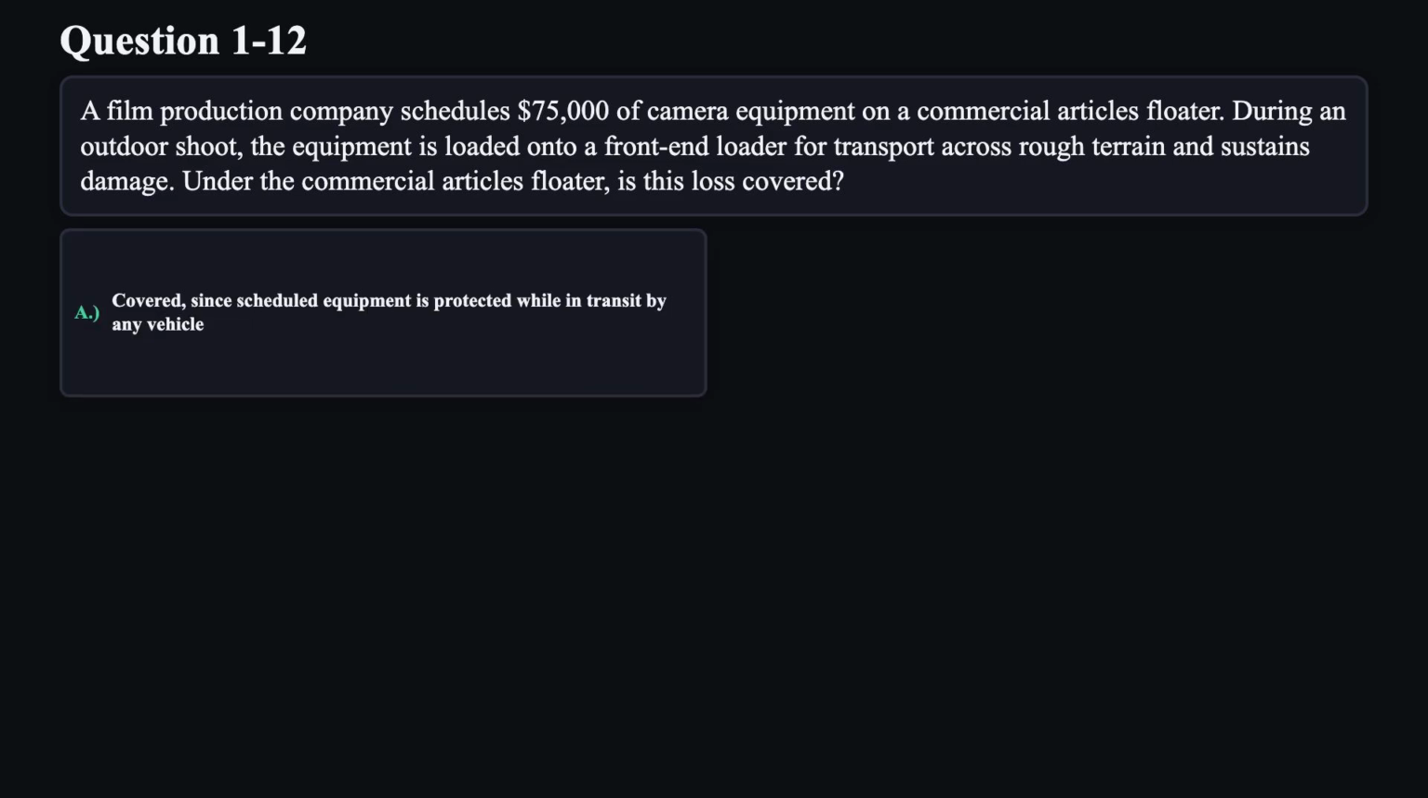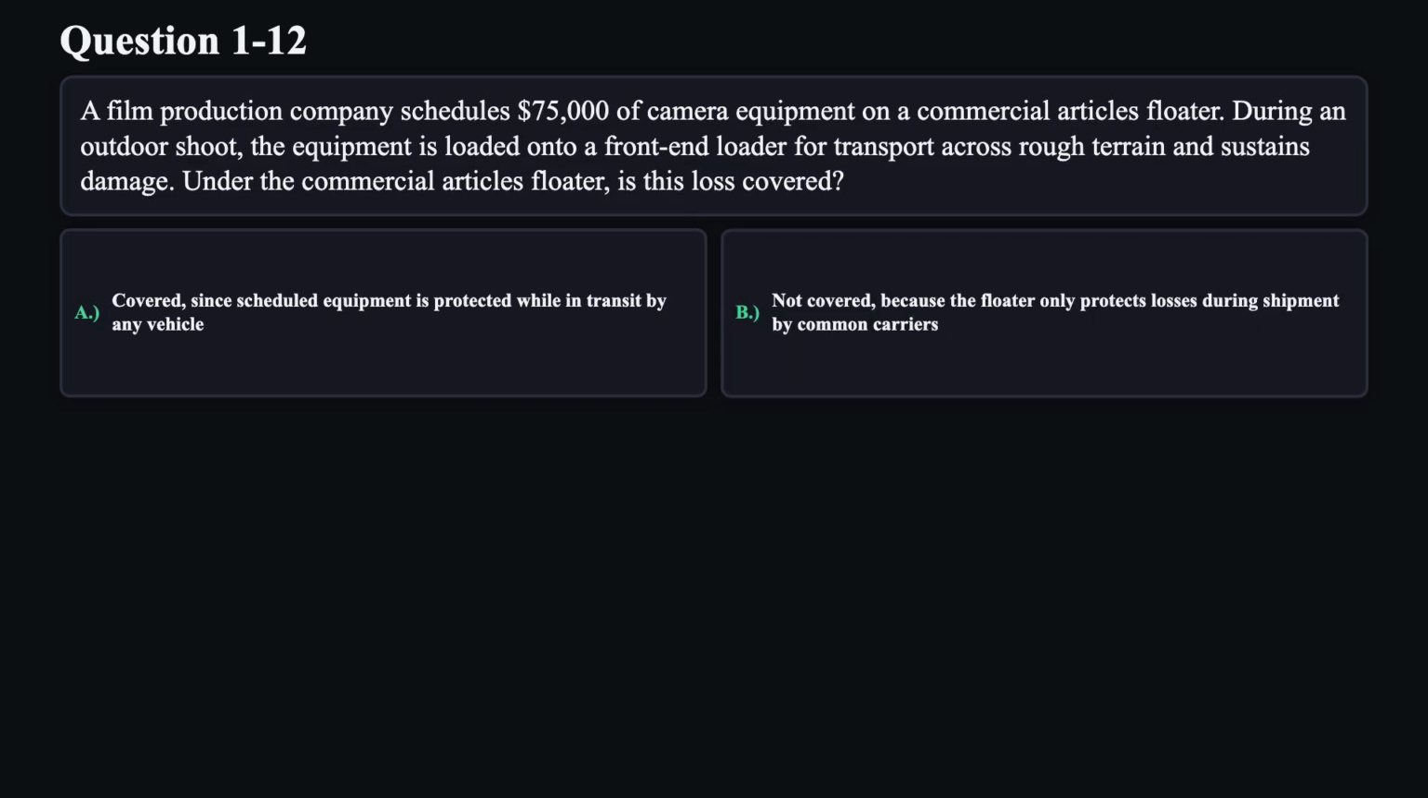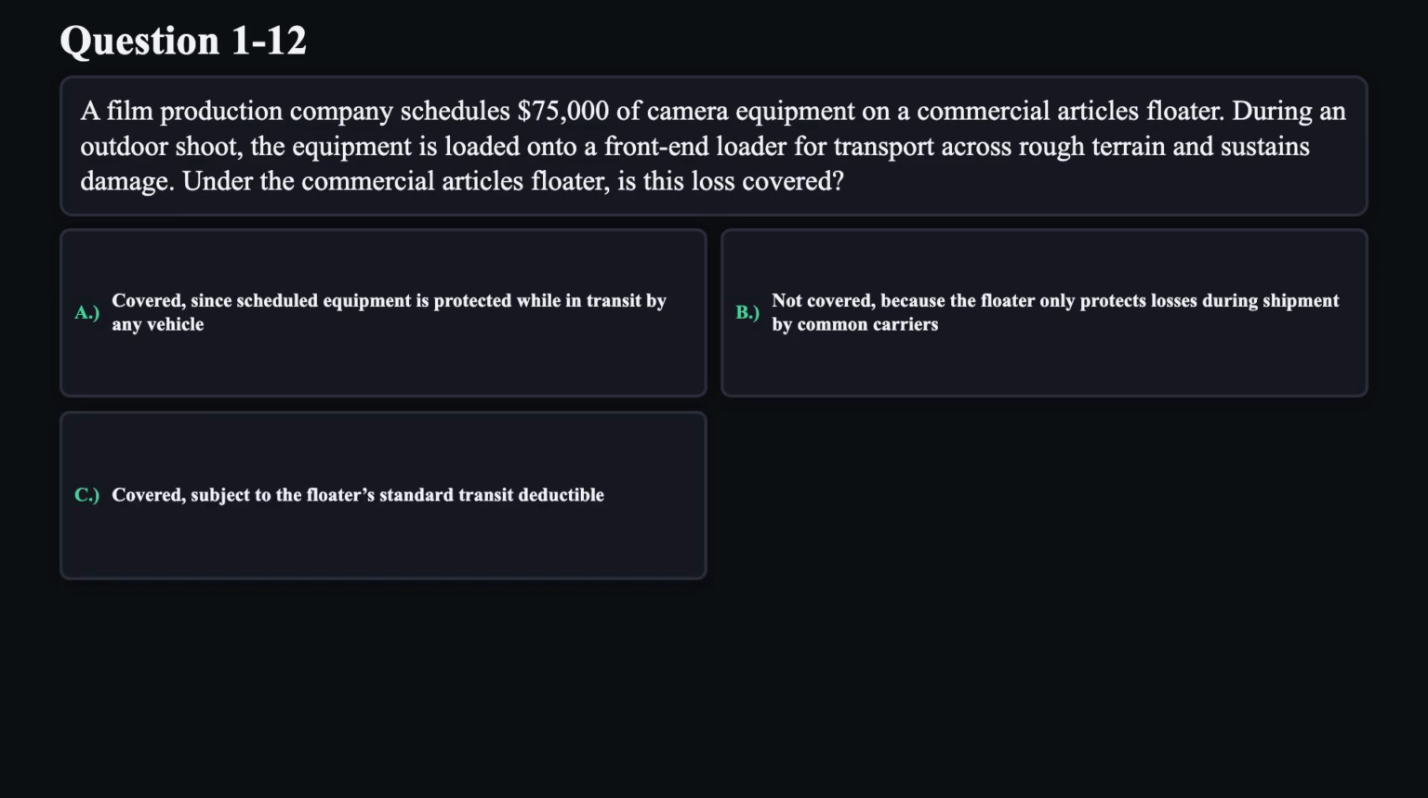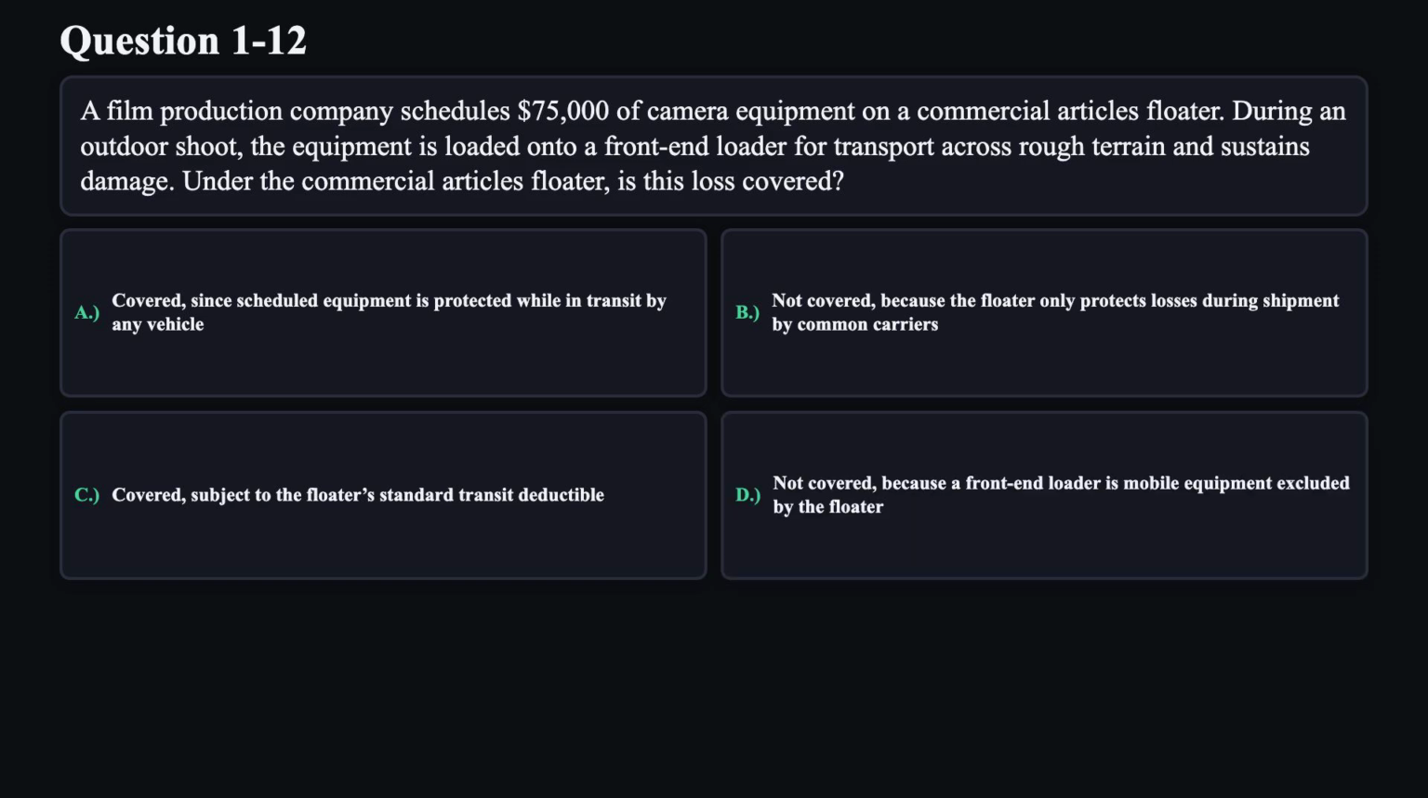A. Covered, since scheduled equipment is protected while in transit by any vehicle. B. Not covered, because the floater only protects losses during shipment by common carriers. C. Covered, subject to the floater's standard transit deductible. D. Not covered because a front-end loader is mobile equipment excluded by the floater.